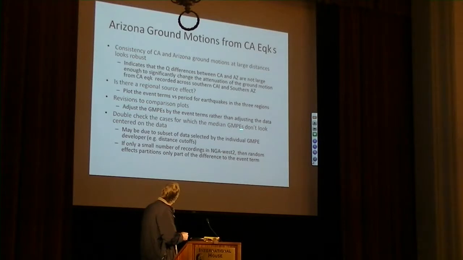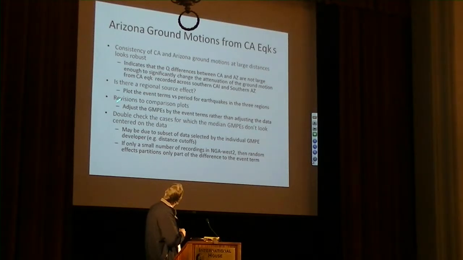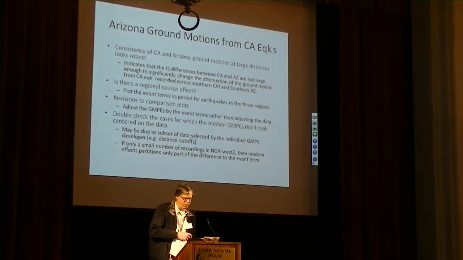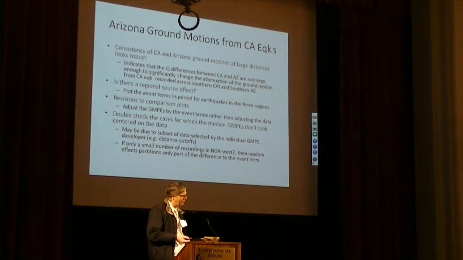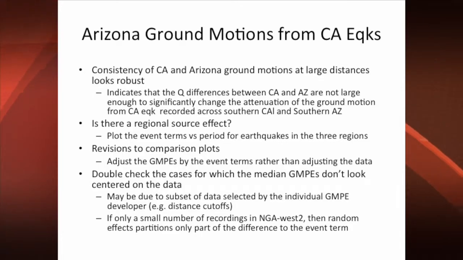Then we're going to be updating those comparison plots as well to add all of the GMPEs and adjust them by the event terms rather than adjusting the data. For the comparisons I showed you, that's not a key factor. And then there were other cases where sometimes it looked like the median didn't go through the center of the data, and we're trying to understand why. It depends on the subset that's selected, is part of it. Not all of the ground motion models use all of the data, and when you only have a small number, which is what those typically are, some of the residual goes into event terms and some goes into within-event residuals.